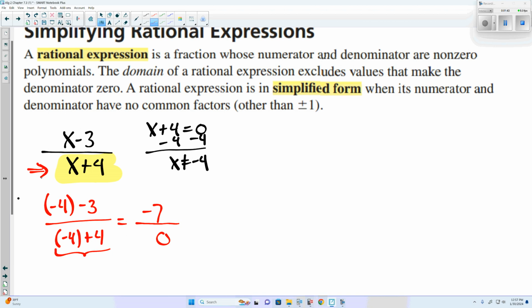And a rational expression is in simplified form when the numerator and denominator have no common factors. There's nothing in common on top and bottom. We're going to reduce it out. Questions on this so far? Okay.